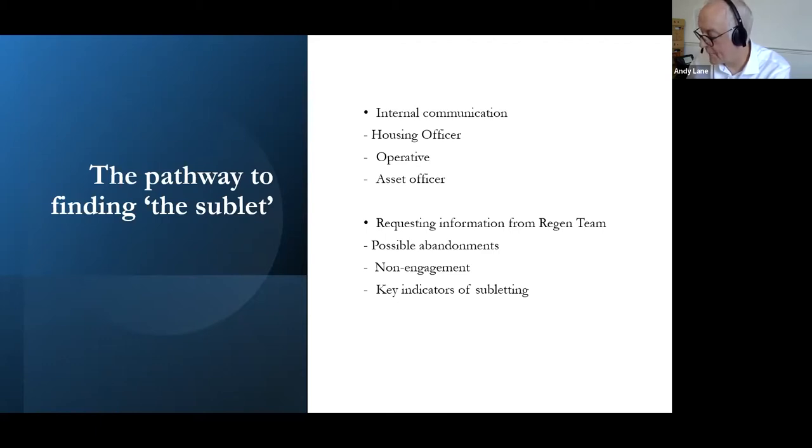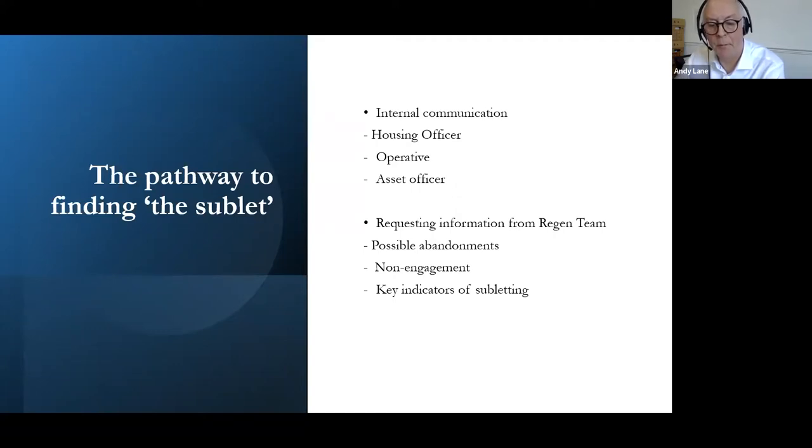Moving on is looking at information and requests from regen teams, which I find really fascinating because you can get so much information from them. They're absolutely fantastic at Riverside, where they do their tenancy audits by knocking doors and trying to gain as much information as possible. This is a really good way of finding out who's in the properties, any abandonments, and anyone that's not engaging can also be key indicators of subletting.